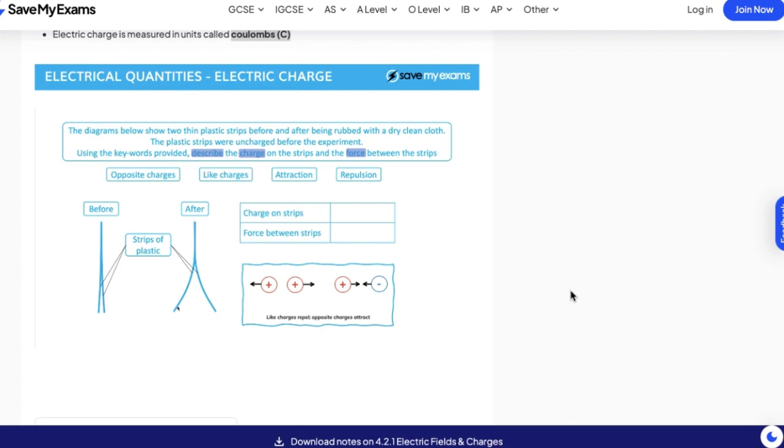So we can see that this strip and this strip are being repelled from each other. So we can say that the force between them is a force of repulsion because they're moving away from each other. If it had been a force of attraction, they would have moved closer together. They're moving further apart. Because it's a repulsion force, we can say that the two strips must have like charges.